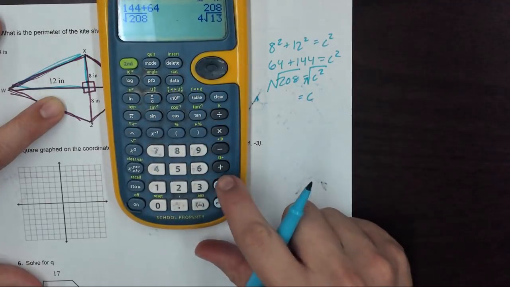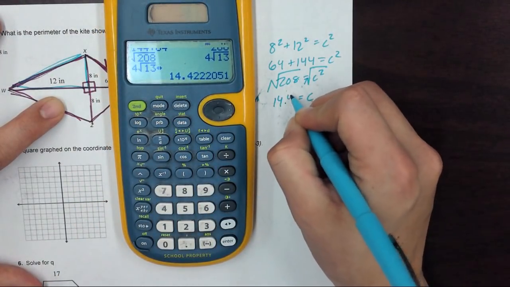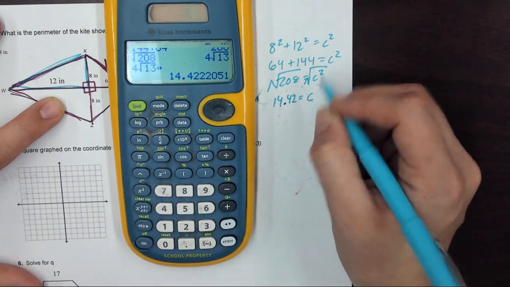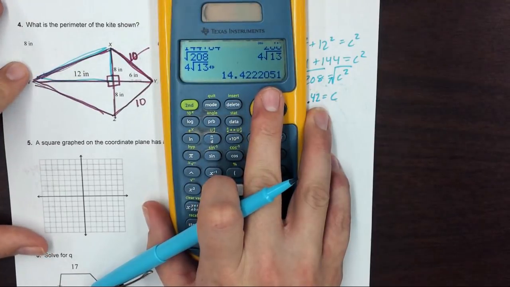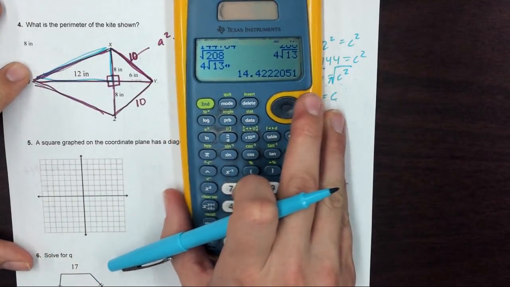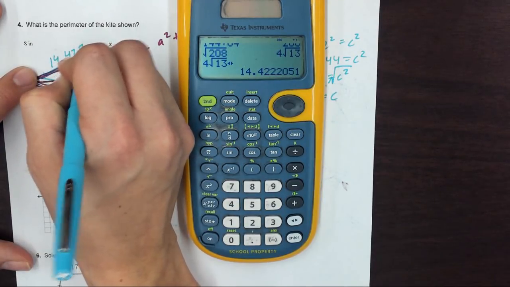Alright, so if I want a decimal, again in my calculator, hit the little arrows. 14.4222, yada yada yada. Okay. And I didn't tell you what nearest decimal to round to, so in any case, we're going to try to keep everything as exact as possible to the end.